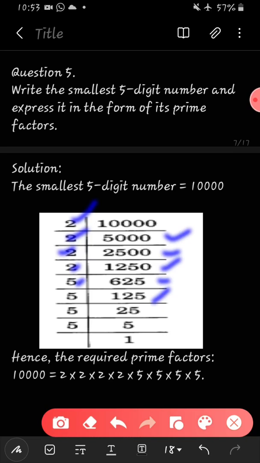5 into 125 is 625. 5 into 25 is 125. 5 into 5 is 25 and 5 into 1 is 5. So the factors of the smallest 5-digit number, that is 10,000, are 2 into 2 into 2 into 2, 5 into 5 into 5 into 5. Okay.